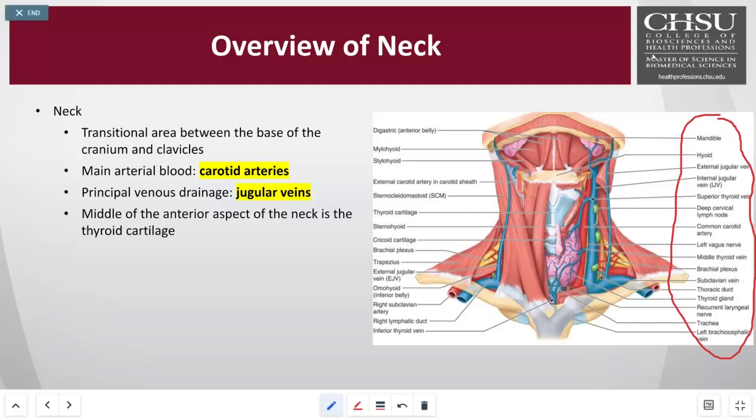So inside the neck, number one, the most important main blood supply is going to come from the carotid arteries, and then the main venous drainage is the jugular veins.